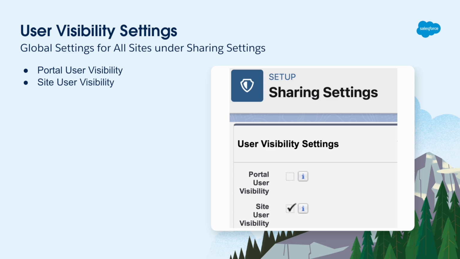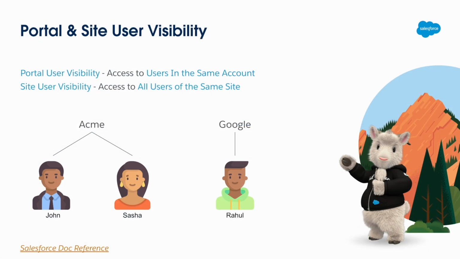From here, we move to the second setting, that's user visibility setting. And there are two types, portal user visibility and site user visibility. When you enable portal user visibility, the user has access to all the other users in the same account as them. So if you look at this example, from John's perspective, John would be able to see Sasha's user record because they are under the same account Acme, but not Rahul, who's under a different account Google.